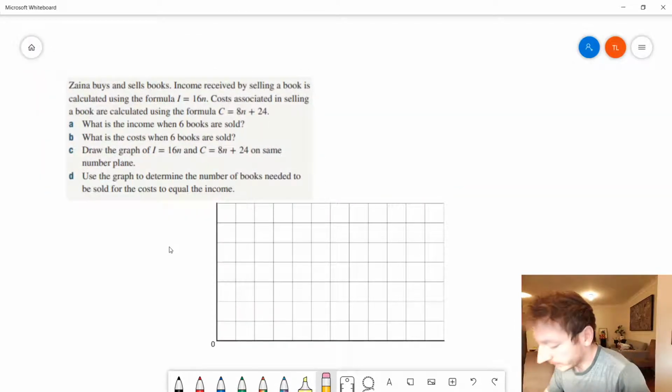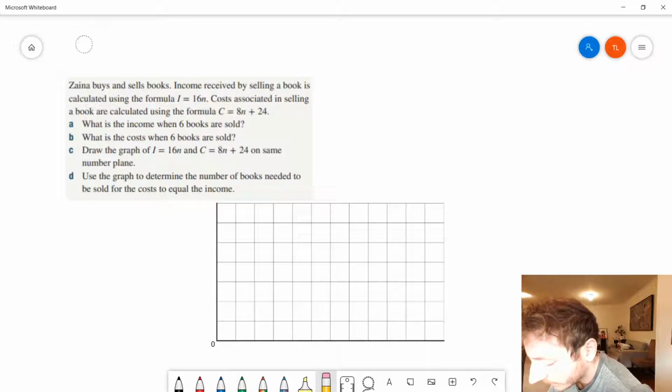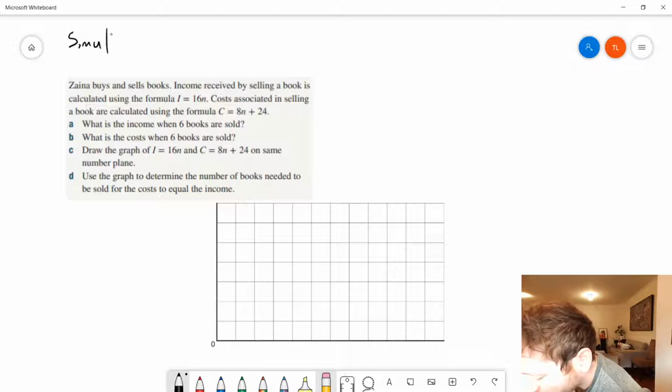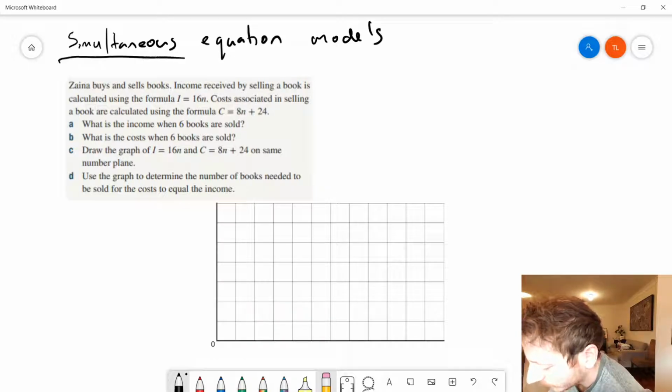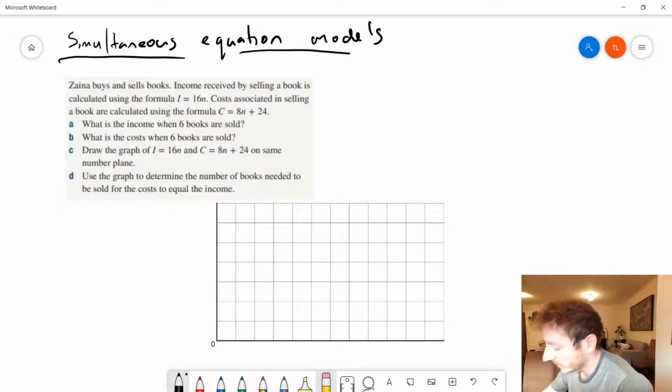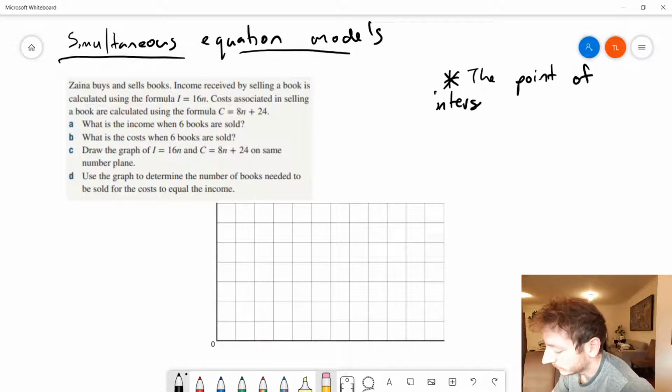Alright, so heading for today, let's say simultaneous equation models. So there's something I said there that was pretty key. We'll just write it down. The point of intersection is often the solution.